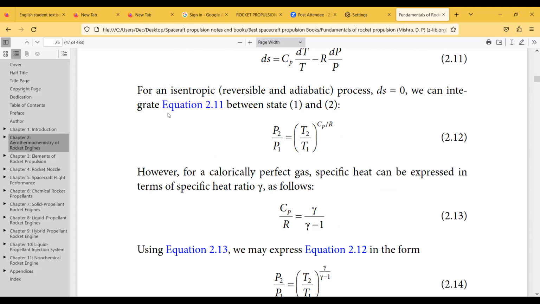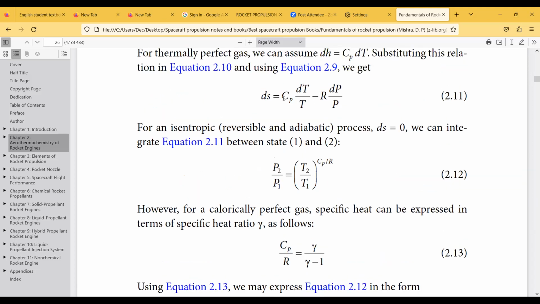Another is the isentropic process, or reversible and adiabatic process. For that, ds is equal to 0. The entropy change is 0. Okay. So once ds is 0, we can find from the above equation Cp times dT over T minus R dP over P. By integrating this, we can find the ln relation. From equation 211, ds is 0, and this is Cp ln of T minus R ln of P.